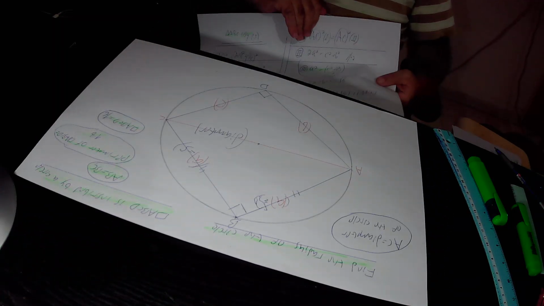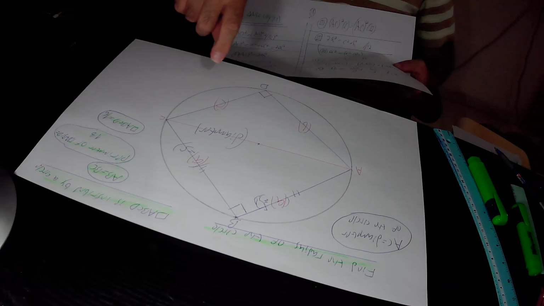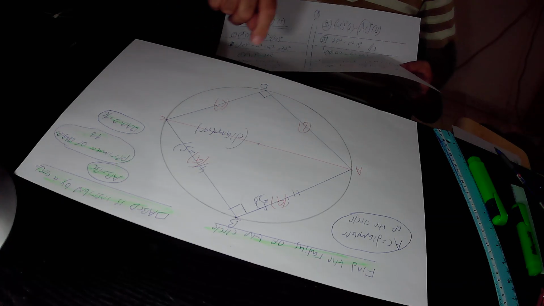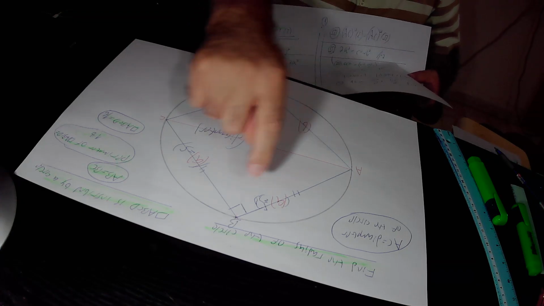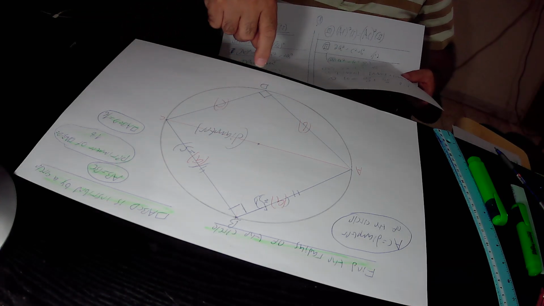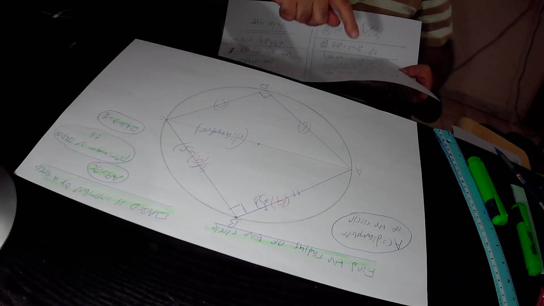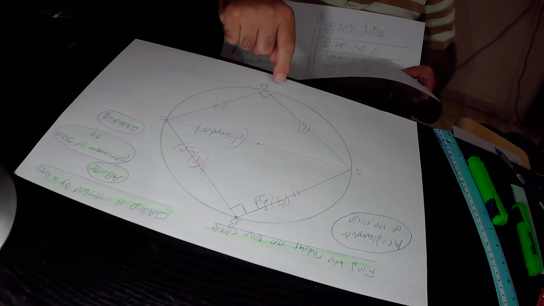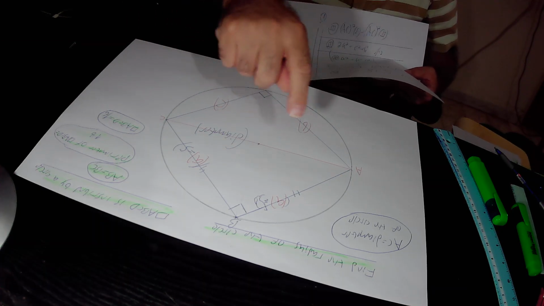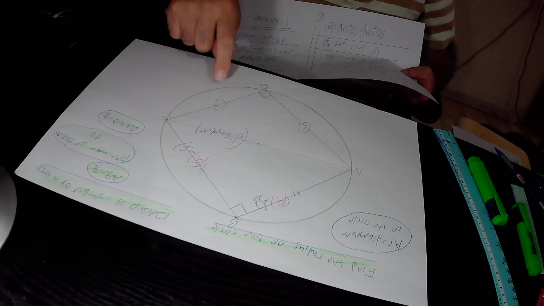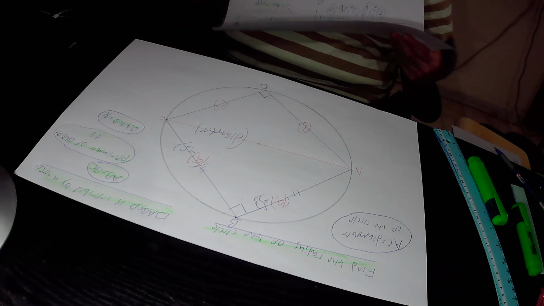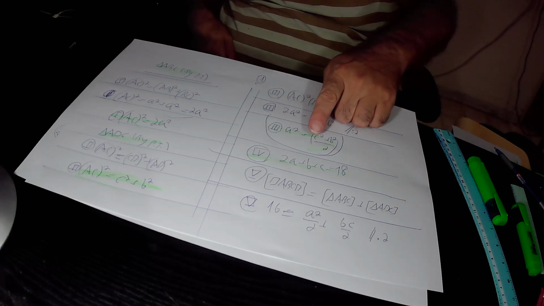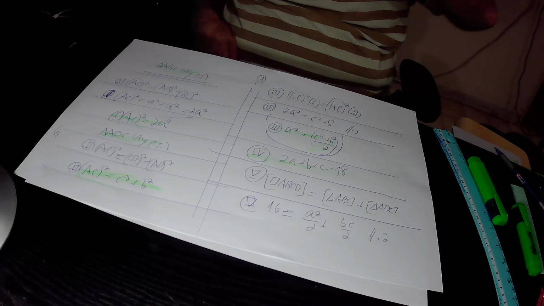According to what is given in the question, the perimeter of this quadrilateral ABCD is equal to 18 units. That is to say, AB plus BC plus CD plus DA equals 18. AB is A, BC is A, CD is C, and AD is B. So in total, A plus A is 2A, so 2A plus C plus B equals 18. According to equation 4, we find that 2A plus B plus C equals 18.